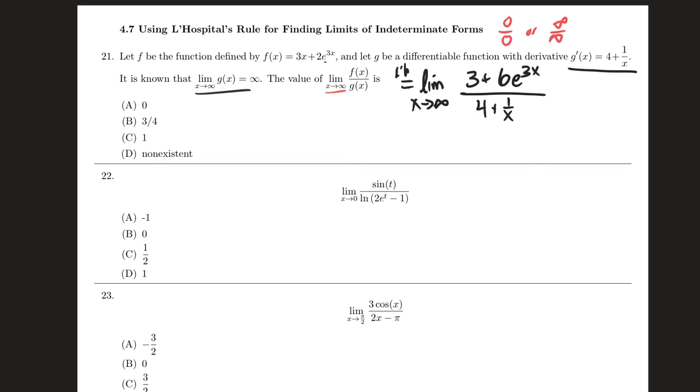And now I want to plug in infinity again. When I do that, e to the infinity is still infinite, so the top of this is still infinite. At the bottom, I get 4 plus 1 over infinity, which goes to 0, so on the bottom I'm just going to get 4. Infinity over infinity is bad, but infinity over 4, that I can actually do, and that just gives me an infinite value.